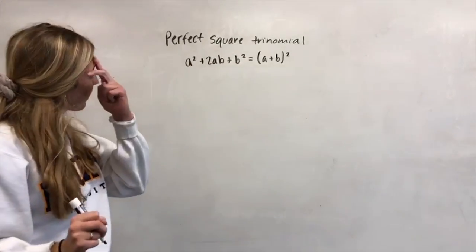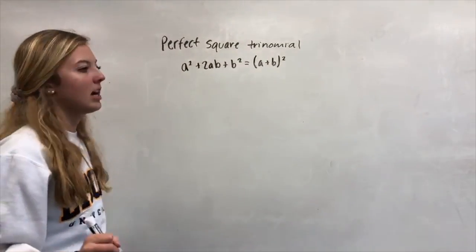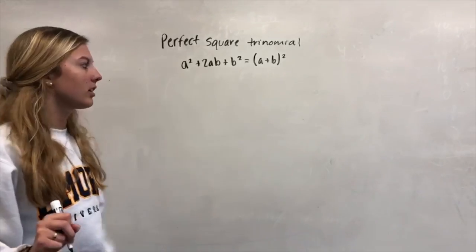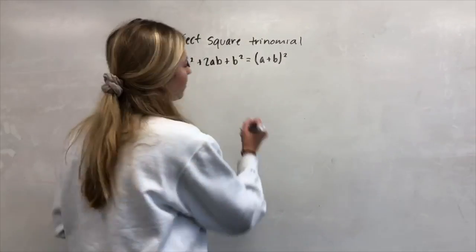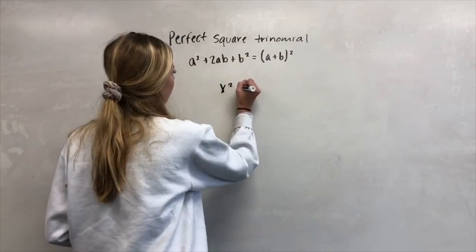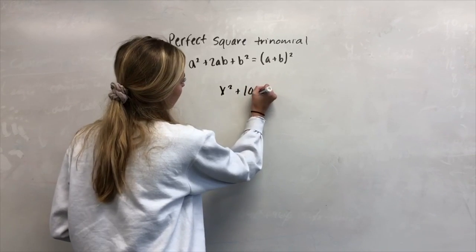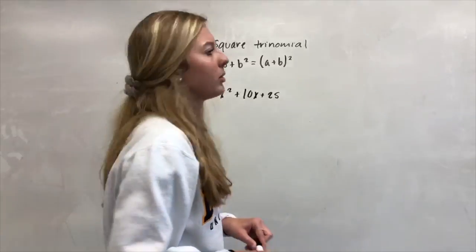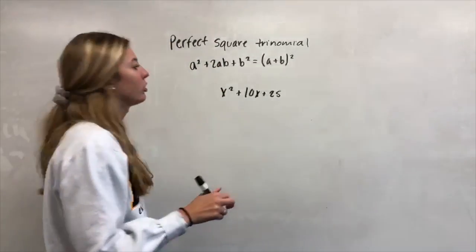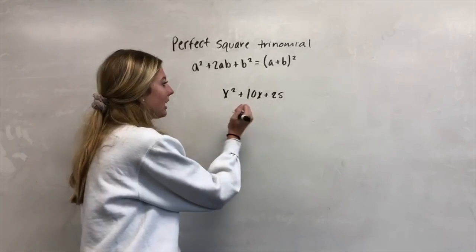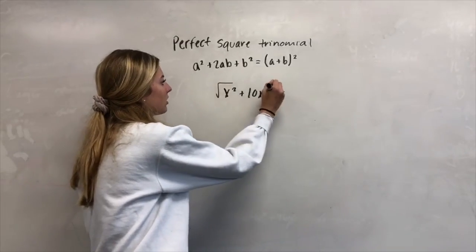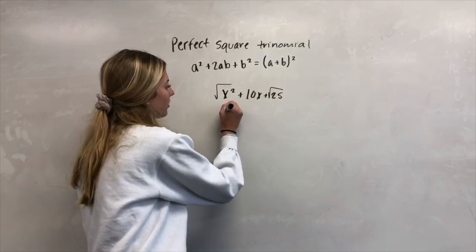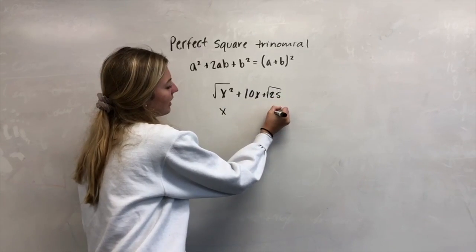Okay, so now we're going to be finding the perfect square trinomial. And to do that, we're going to be using this formula. So our example problem is going to be x squared plus 10x plus 25. When you try to find the perfect square trinomial, you find the square root of the first number and the last number. So that's x, and that's 5.